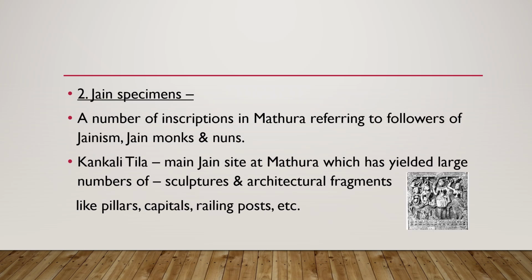Then you have Jain specimens. Mathura was the sacred center of the Jains, and it has yielded a number of inscriptions which refer to lay followers of Jainism, Jain monks, nuns, etc. Kankali Tila was the main Jain site at Mathura, and it has yielded an overwhelmingly large number of sculptures and various architectural fragments like pillars, capitals, railing posts, etc.